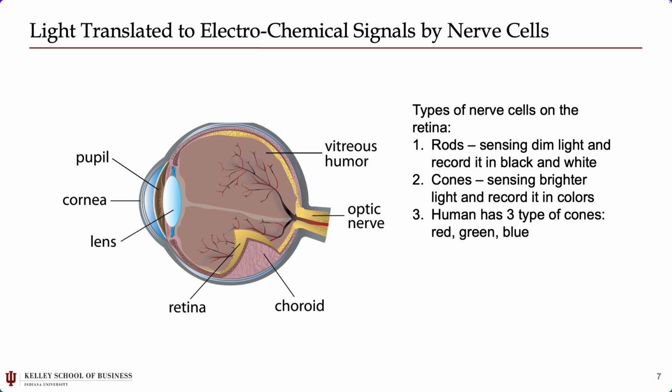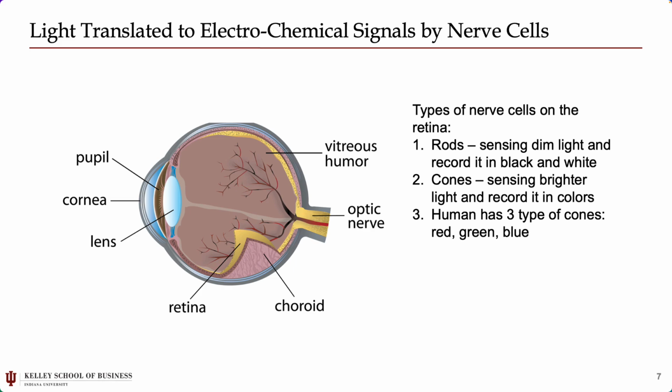So many nerve cells are coated on the surface of this retina. There are two types of nerve cells, and they are rods and cones. The rods receive light in black and white and work best in dim lights. The cones receive light in colors and work best in brighter lights. The cones are the reason that we can see colors. And humans have three types of cones, which allow us to see the colors red, green, and blue.